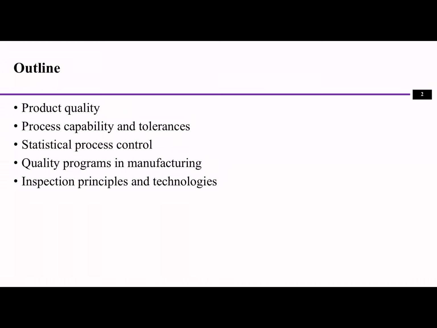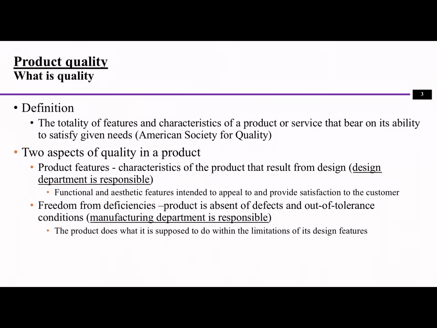manufacturing systems. All right, first, when we talk about product quality, we need to define what quality is. The American Society for Quality gives the definition: the totality of features and characteristics of a product or service that bear on its ability to satisfy given needs.